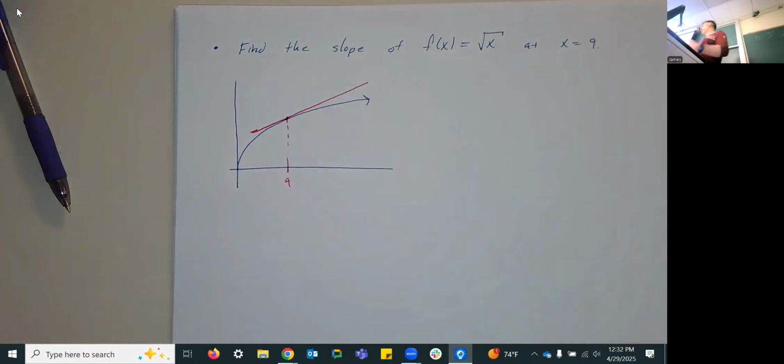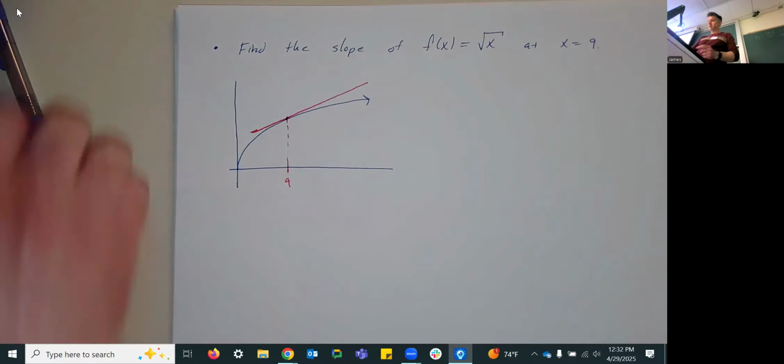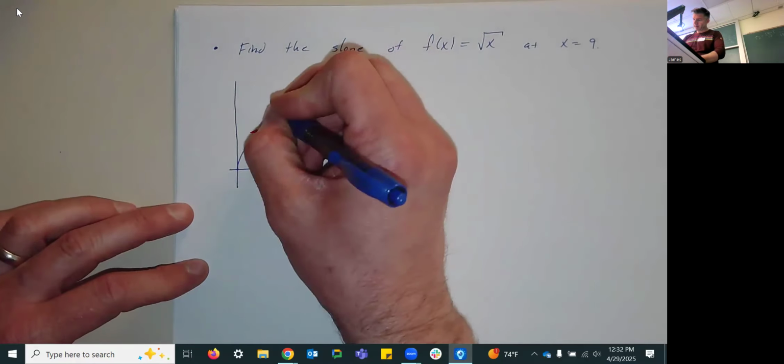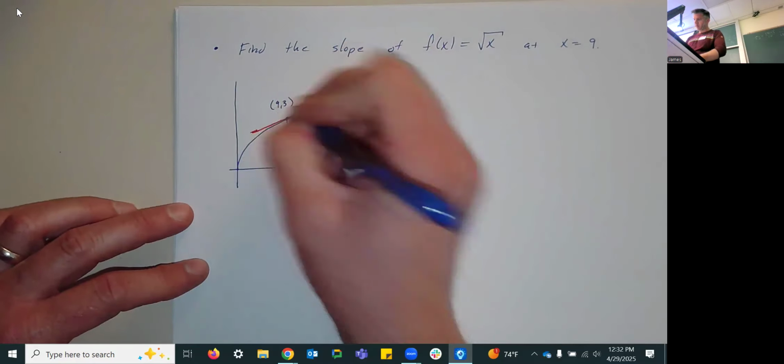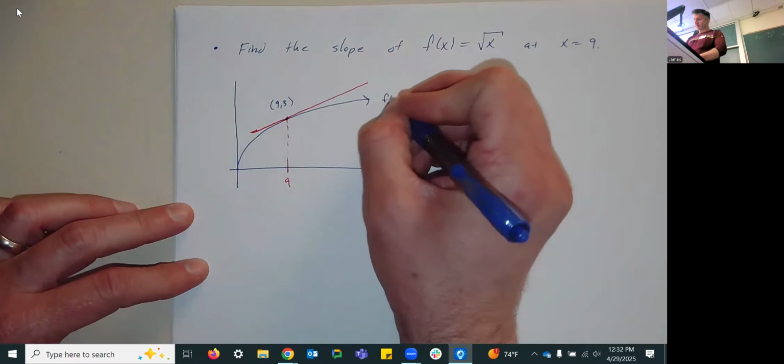Well, as you might have seen already, it's kind of challenging to find the slope of a line if you only have one point. We don't really know how to do that yet. This point here, by the way, would be the point 9 comma 3. So our function is f of x equal to the square root of x.